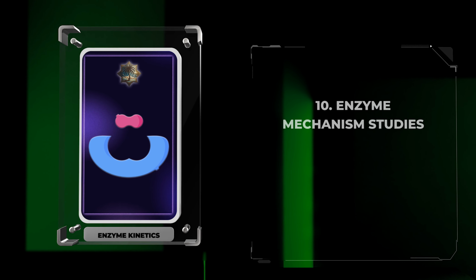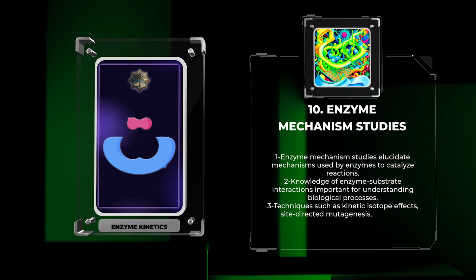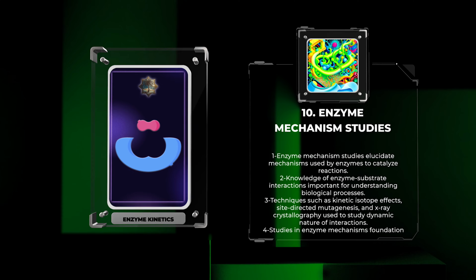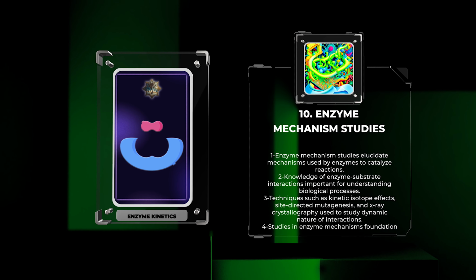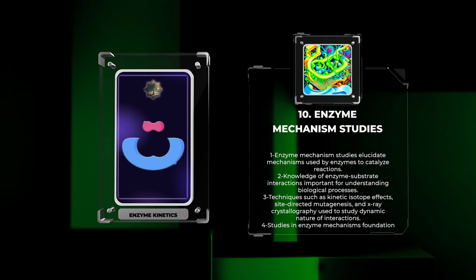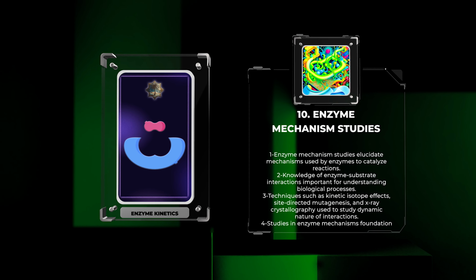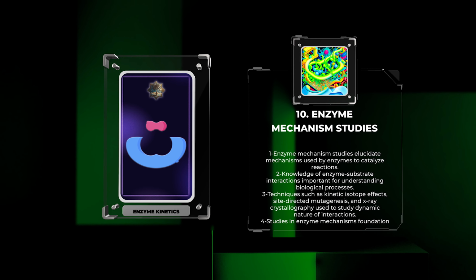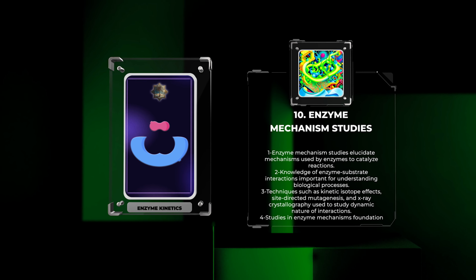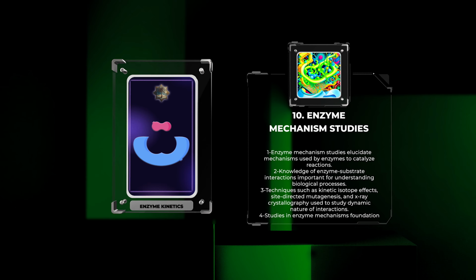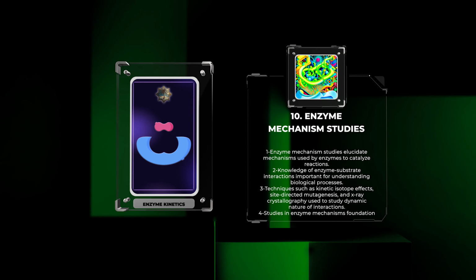Continuing our quest for knowledge, we delve into enzyme mechanism studies. Elucidating the intricate mechanisms employed by enzymes to catalyze reactions plays a pivotal role in unraveling the mysteries of biological processes. Techniques such as kinetic isotope effects, site-directed mutagenesis, and X-ray crystallography enable scientists to study the dynamic nature of enzyme-substrate interactions. Such studies establish the foundation for enzyme engineering and the development of novel therapeutic interventions.